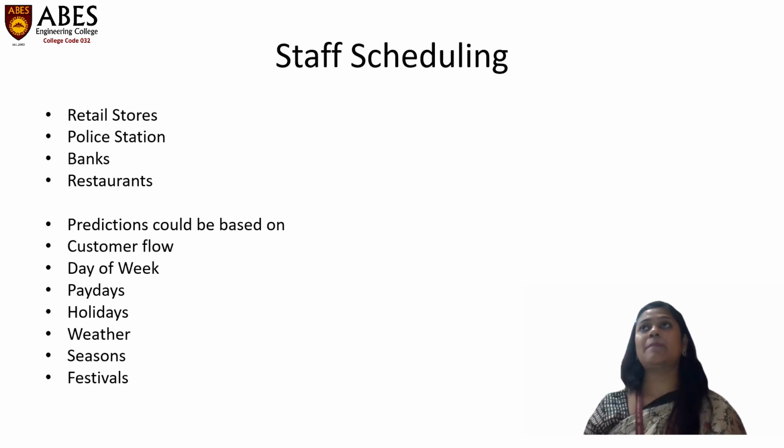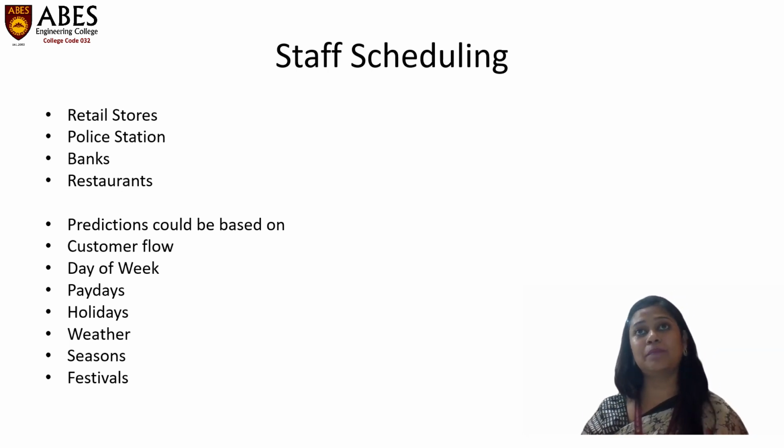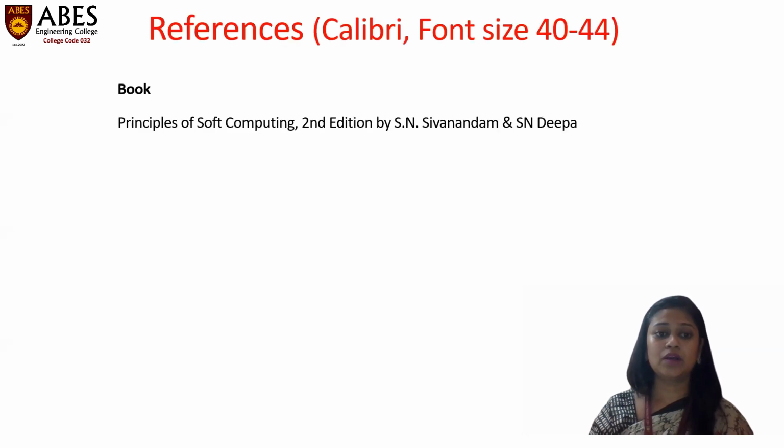If I take one example of a sweet shop, during a festival the customer flow is much higher than on regular days. So they need to hire more employees for the festive days. We know that we can do that. But sometimes with soft computing, it can predict how many employees you need at that particular time. So instead of hiring permanent staff, I can take part-time employees at that time. So we can do staff scheduling using soft computing.